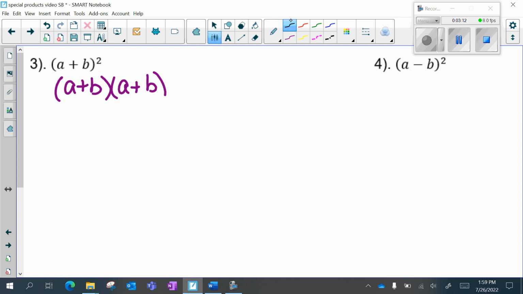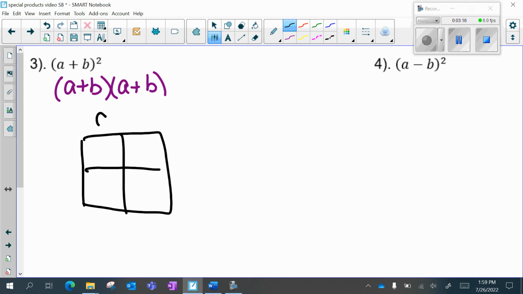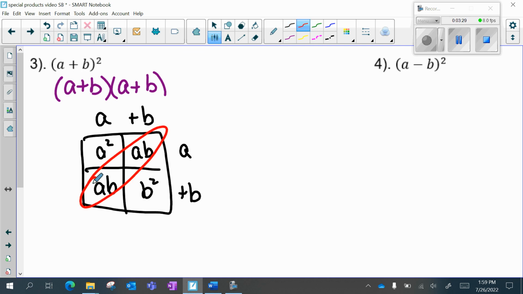So you should have done this on your own, so I'm just going to run through it really quickly because you should just be checking your answers at this point. We should have a squared, ab, and b squared. This time on the diagonal, I have like terms. I have a 1ab and a 1ab. Remember that we are adding. So our final answer should be a squared plus 2ab plus b squared.